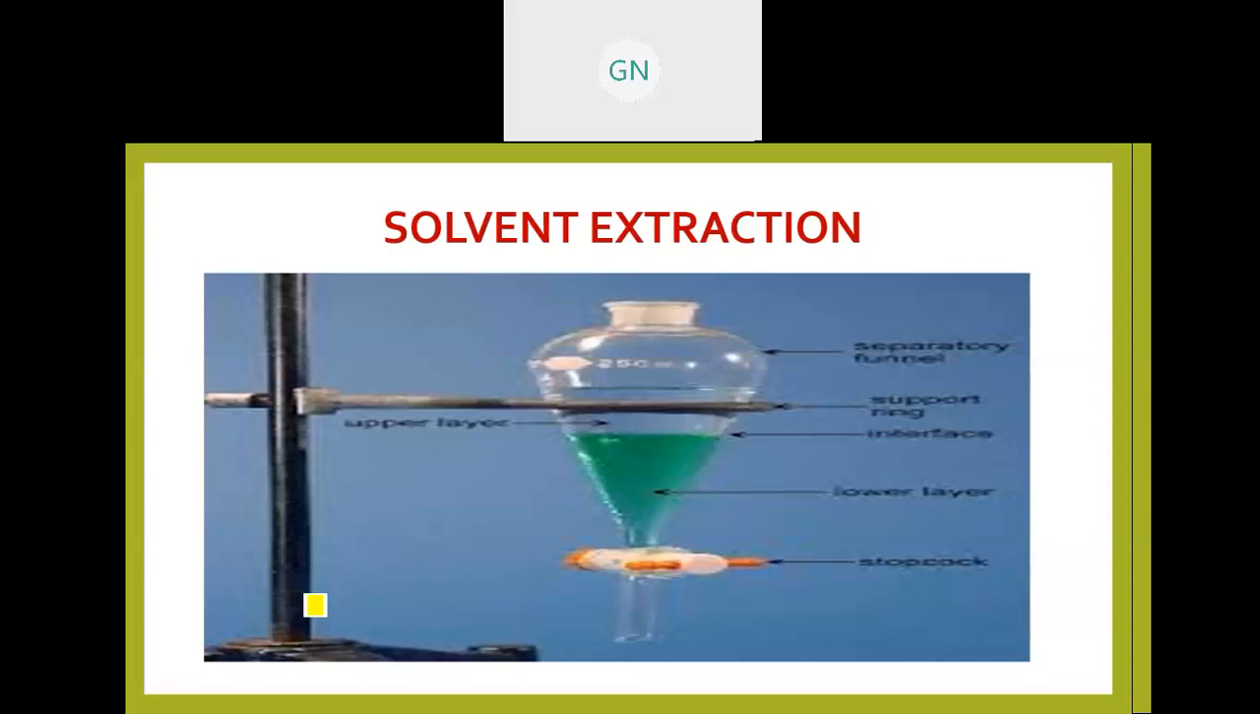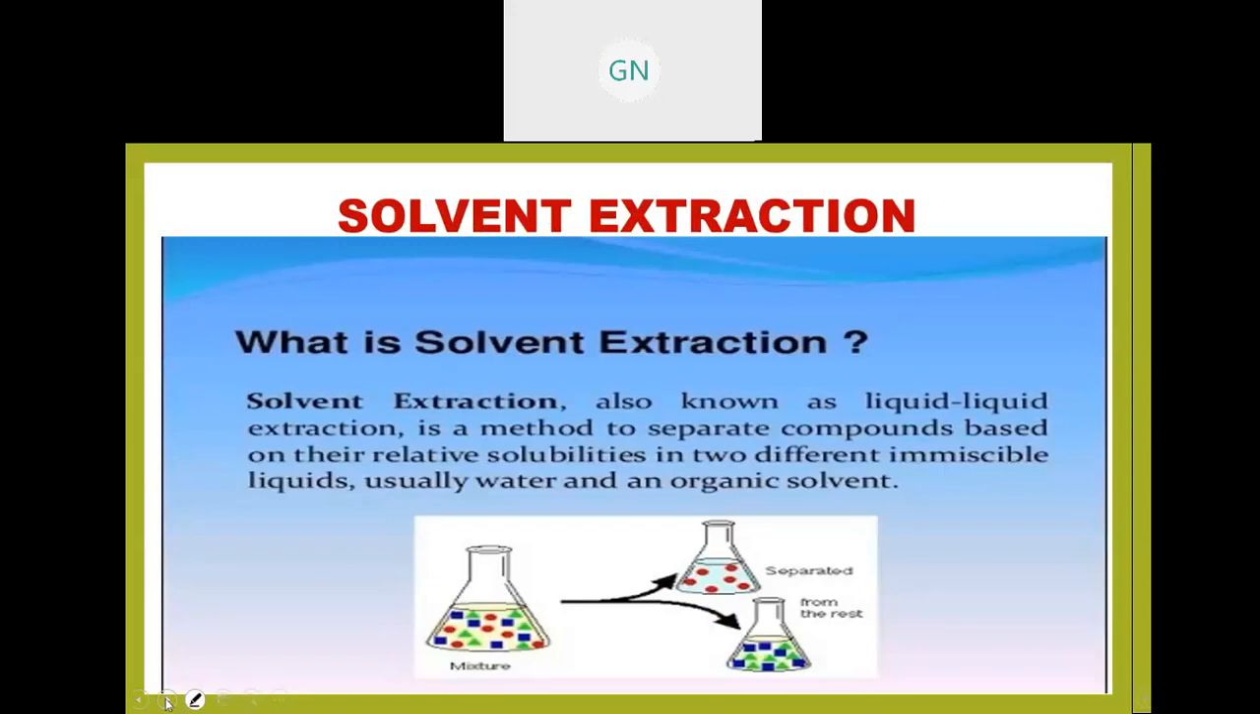In solvent extraction, we have to take two components. They should have different solubility. Solvent extraction is a method to separate components based on their relative solubilities in different immiscible liquids. Usually we take water and organic solvent, water and oil.